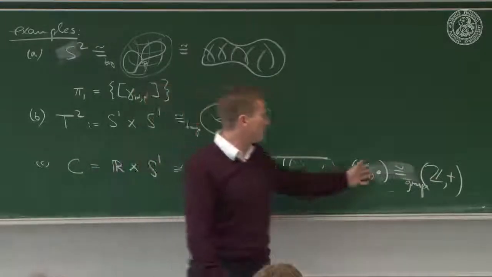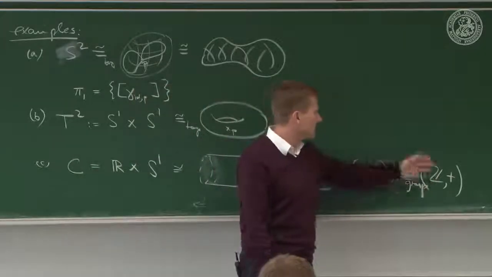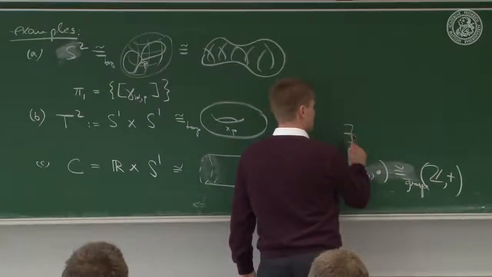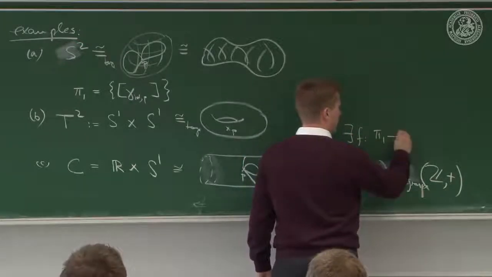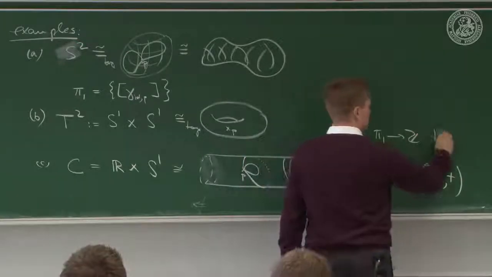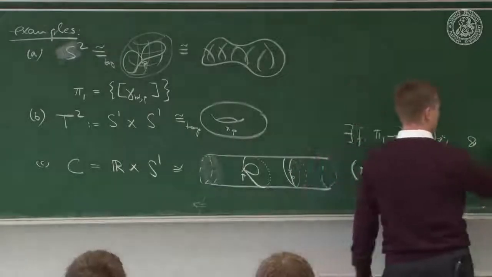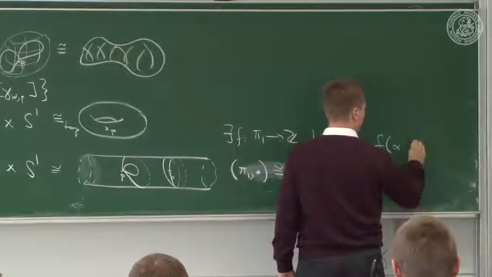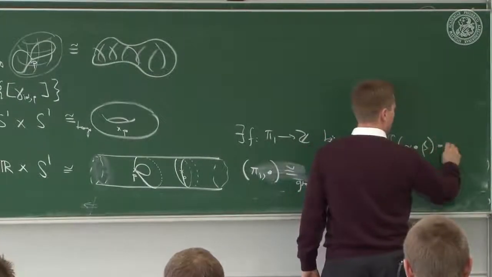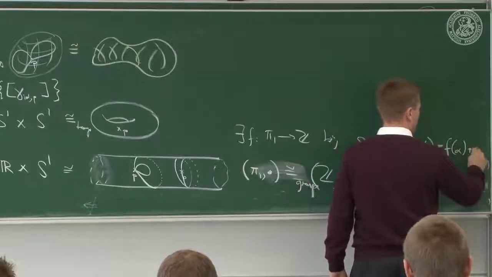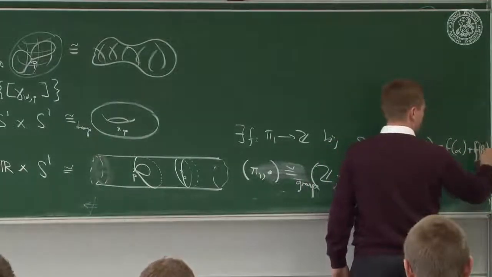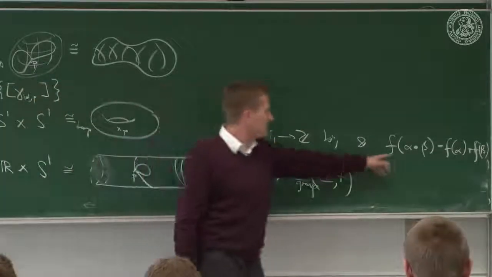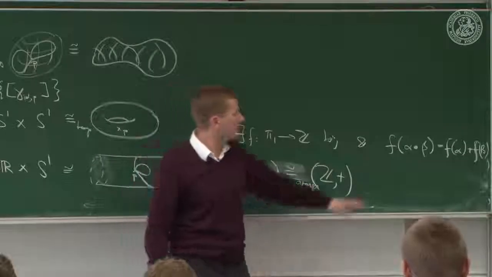So there must be a map between these two that is bijective and respects the group property. That means there exists a map F from pi 1 to Z that's bijective and respecting the group property, which would mean you can first take two elements alpha and beta and blob them, and that should be the same as taking alpha and taking beta and adding them on the other side. That would be the structure preserving map if you have a group structure.